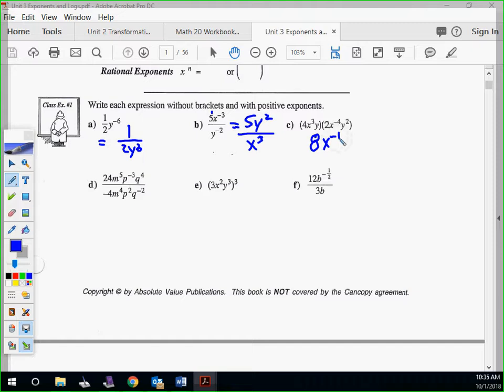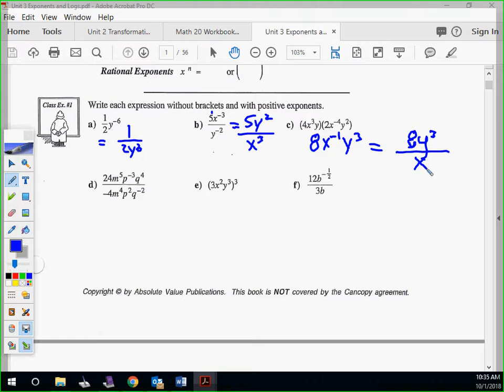y^1 times y^2 is y^3. So that means what's going to happen? x goes to the bottom. Yep, 8y^3 over x. You don't have to write x^1. You can if you want. Okay? Yeah, we're on page 159. Cool. How did you get y^3? y^1 and a y^2, so 1 plus 2. Yep.